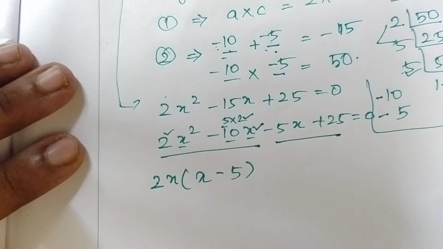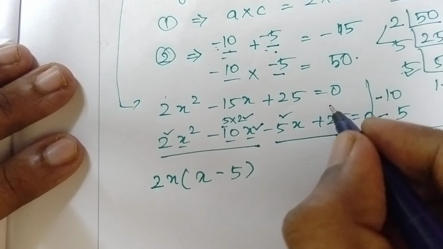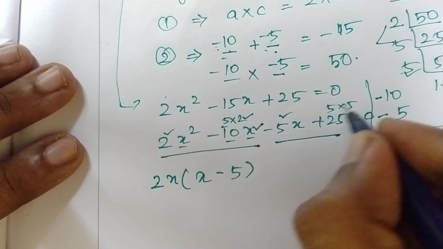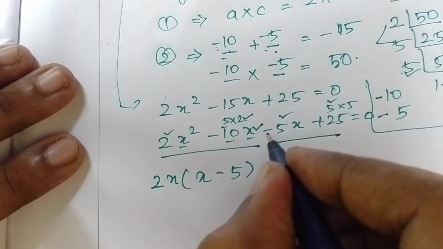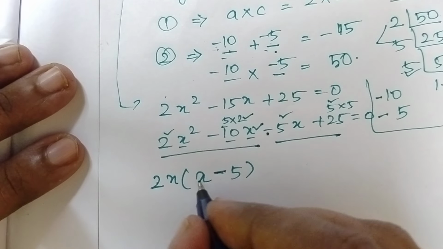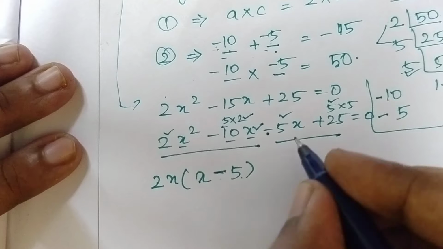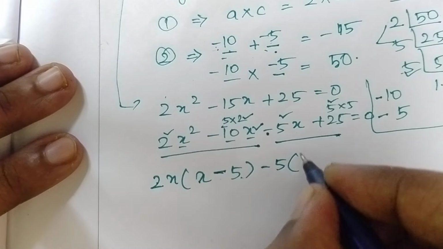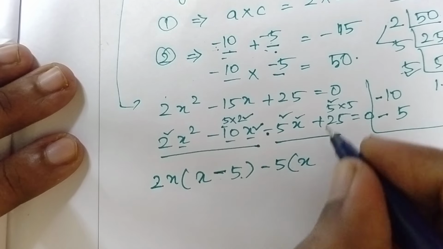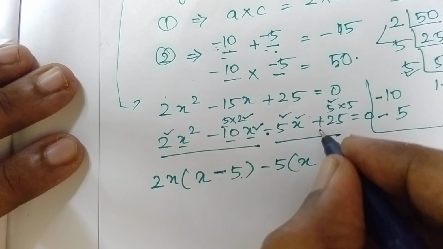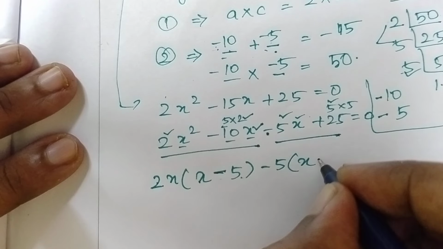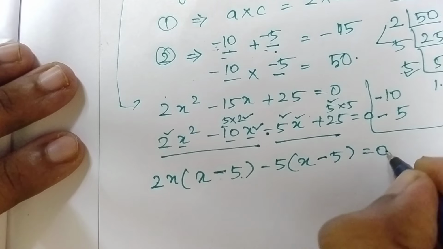Similarly, if we take these 2 numbers, here 5 is common, here 5 into 5, 25, here also 5 is common, here minus is there. So, in order to get x minus 5 for this side also, I am going to take minus 5 out. Here remaining is plus 6, here if I take 1 minus, remaining is 1 minus is there. So, minus 5 which is equal to 0.